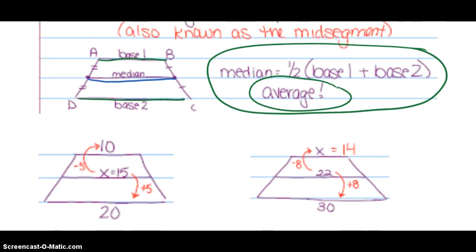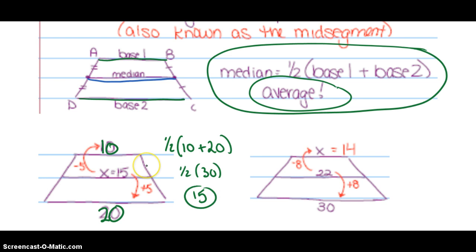So let's say that we're given 10 here, and we're given this 20 here. How do you figure out that this x is 15? Well, again, let's take a look at this. 1/2 of the base 1. Well, what was base 1? It was 10. Plus the base 2, which is 20. Add 10 and 20 together, you're going to get 30. So then 1/2 times 30. And then what is 1/2 of 30? 15. And lo and behold, you have that right there.